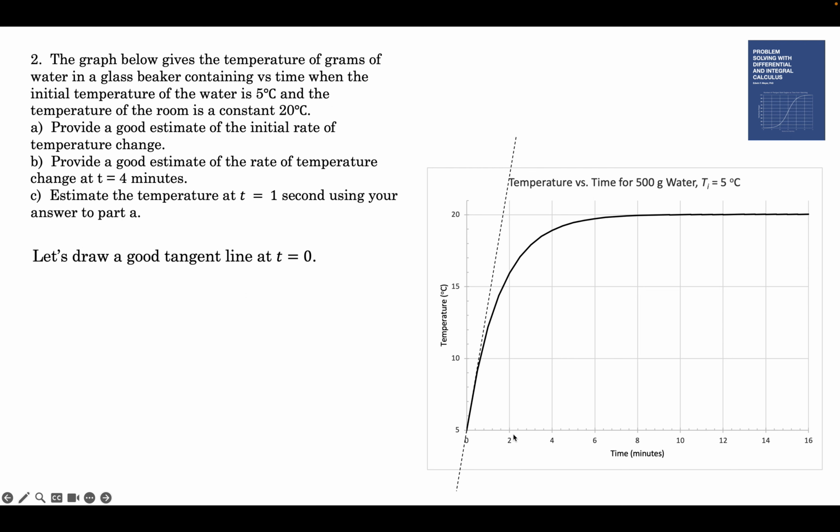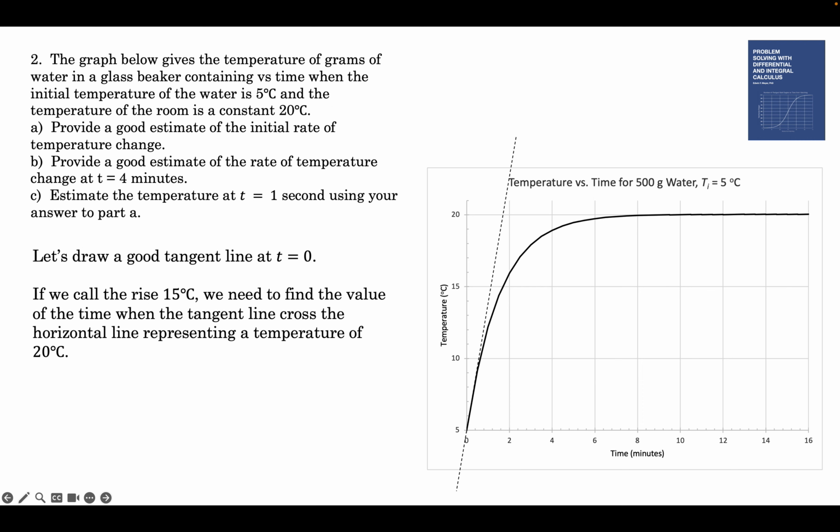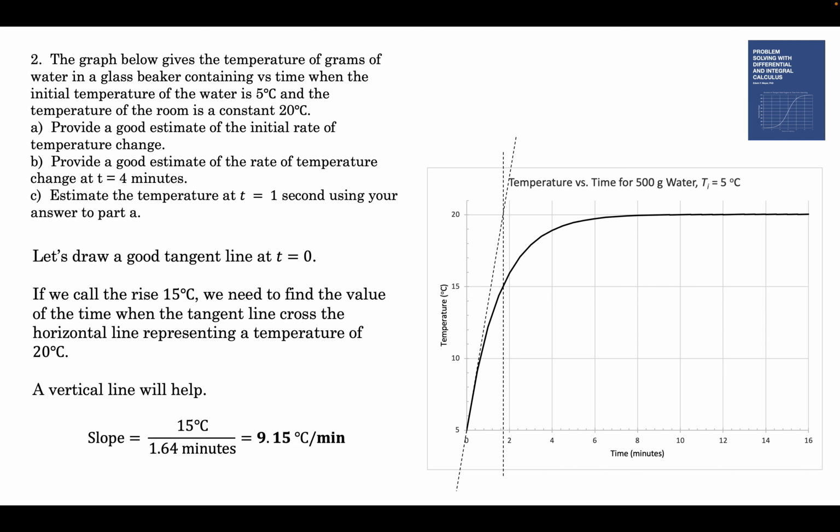We have to get the run. The run's going to be a little bit hard, a little challenging. Let's draw a vertical line to see where it crosses the horizontal axis. So that's 0.4, 0.8, 1.2, 1.6, a little bit bigger than 1.6. It's an estimate. I called it 1.64. The rise is 15 degrees. The run, 1.64 minutes. The heating rate is plus 9.15 degrees Celsius every minute at the beginning of the experiment. The heating rate goes down as the water warms up.